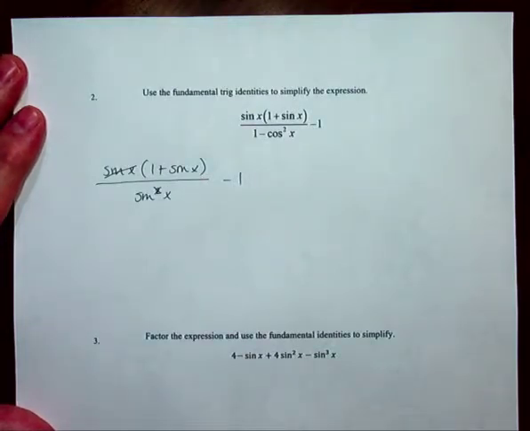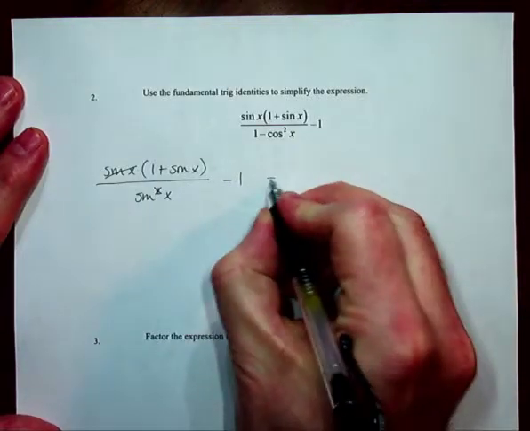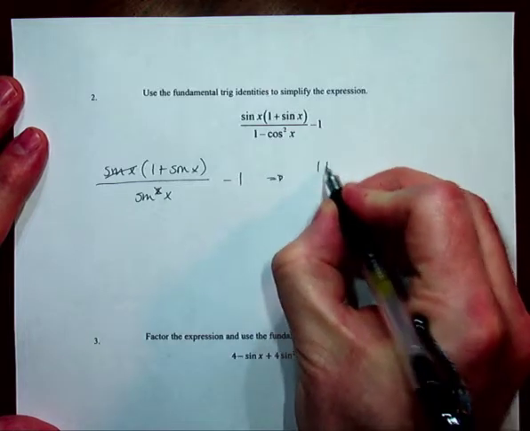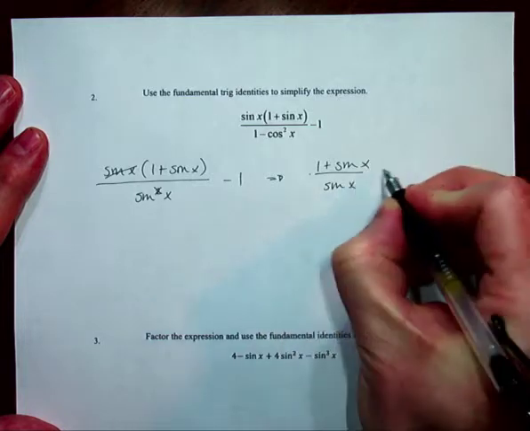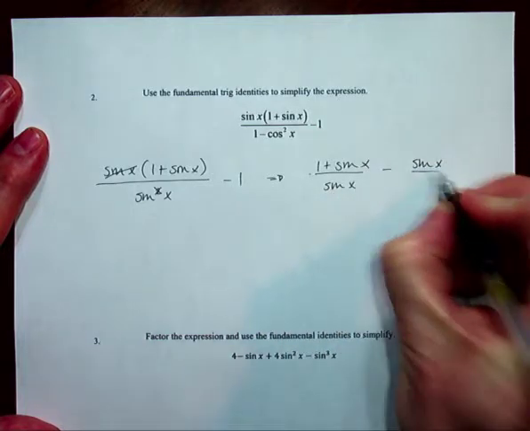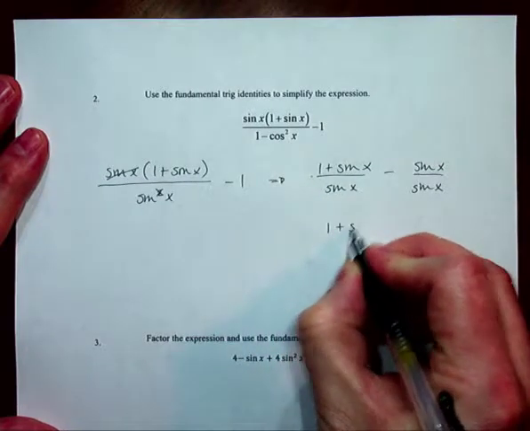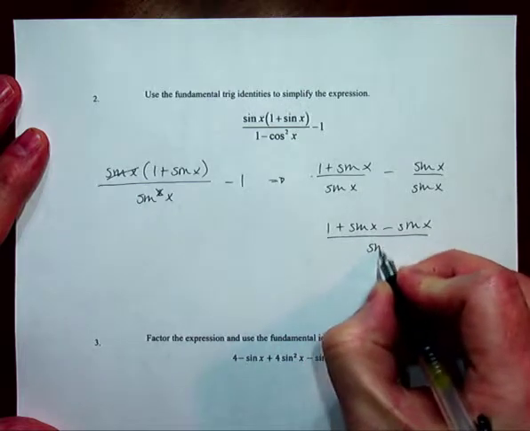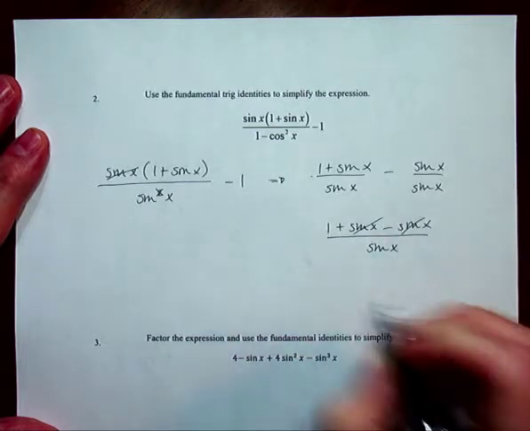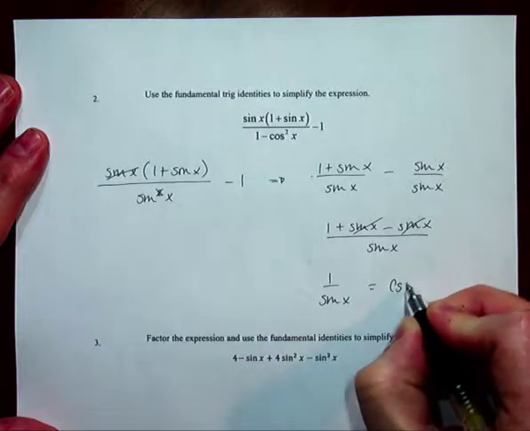Once that happens, there's two ways that you can do this. You can either get a common denominator, and you get 1 plus sine x over sine x minus sine x over sine x, at which point it's 1 plus sine x minus sine x when you push them together. These two cancel. You're left with 1 over sine x, which is cosecant x.